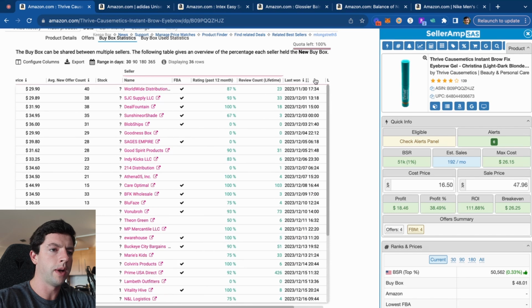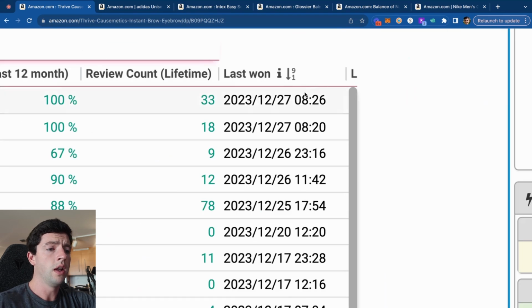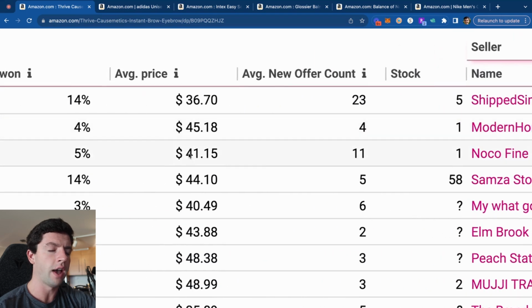We can also see who's winning the buy box most recently here. So we can see there are legitimately multiple people getting the buy box on the same day, just in the past 48 hours here. We can see 5 different sellers have gotten the buy box, and it's probably at vastly different prices too. Like we can see one seller's at 36, one seller's at 45.